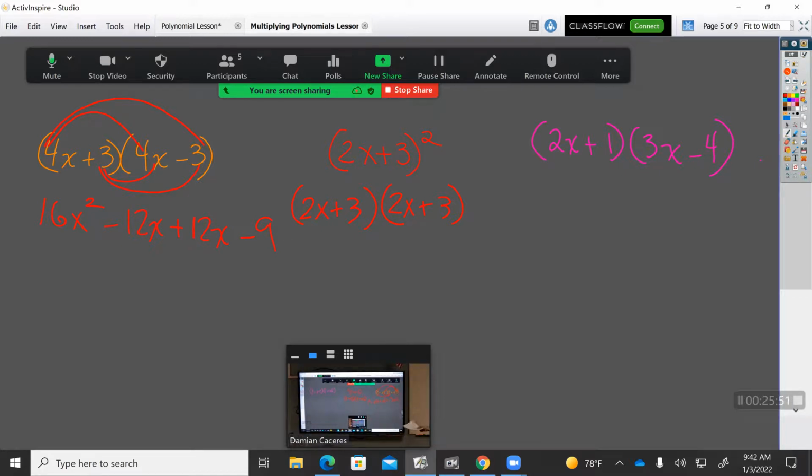Now when we combine the like terms in the middle, they disappear. They equal 0, which means they're gone. So the answer is just what you're bringing down. Don't forget the minus. So this is 16x squared minus 9.